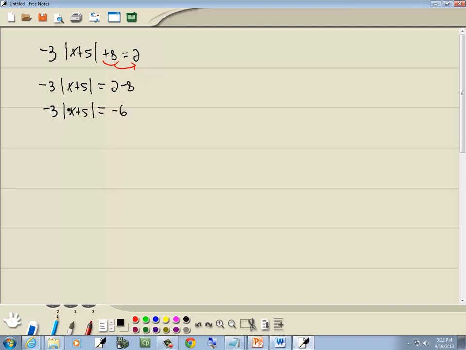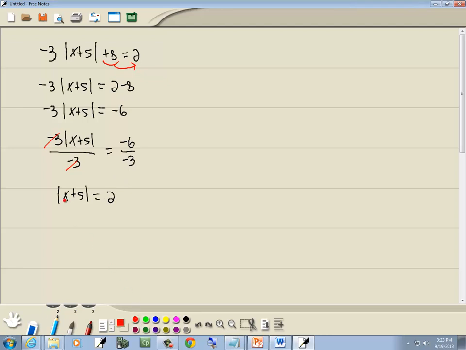Now, we still don't have the absolute value quite by itself. We've got a number in front of the absolute value. And we get rid of that number by dividing both sides by that number. So we're going to take negative 3 times the absolute value of x plus 5, divide by negative 3, is equal to negative 6 divided by negative 3. And those negative 3's will cancel. And we've got the absolute value of x plus 5 is equal to negative divided by negative is positive, 6 divided by 3 is 2.